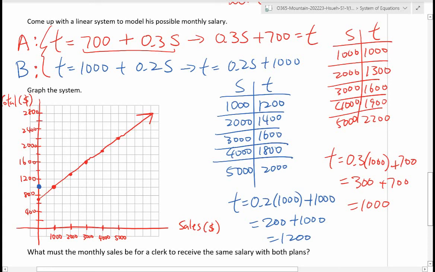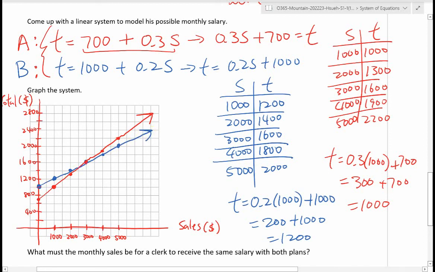Okay, so if I plot the points, 1,000 and 1,200 is here, 2,000 is at 1,400, 3,000 is at 1,600, 4,000 is at 1,800, 1,800 is here, and 5,000 is at $2,000. So again, if you join the points, you are going to get this line right here. Again, ideally, you draw it with a ruler. Okay, so there we go.